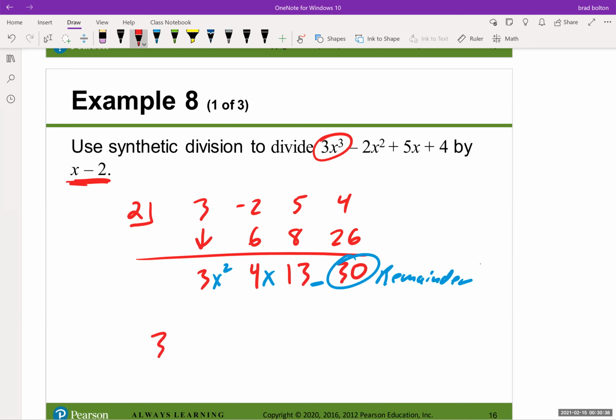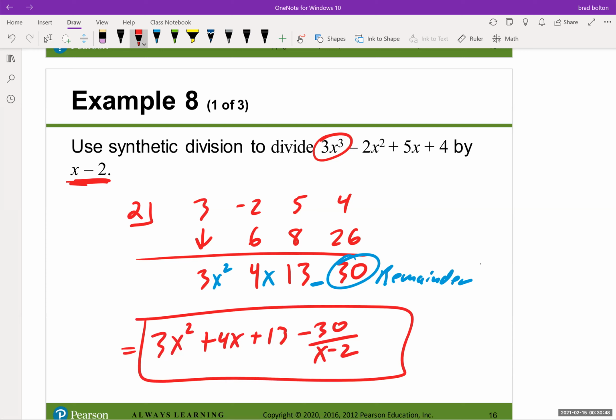So we're going to end up with 3x squared plus 4x plus 13 minus 30 over x minus 2. And that would be the division, okay? So 3x squared plus 4x plus 13. Oops, I think it's supposed to be plus 30. I think this little line right there threw me off. Yeah, it's supposed to be plus 30. Okay, so that'll be our final answer for that.